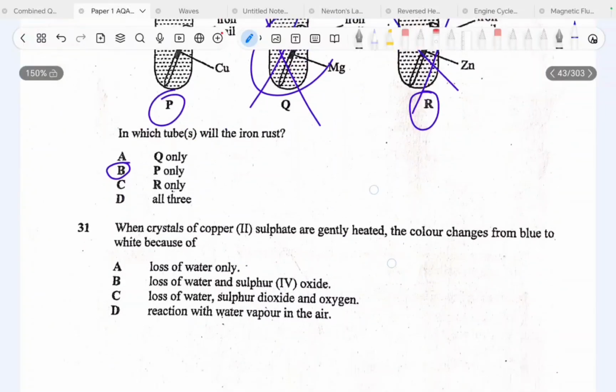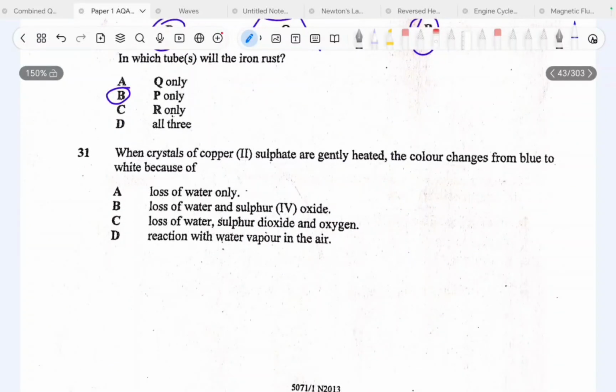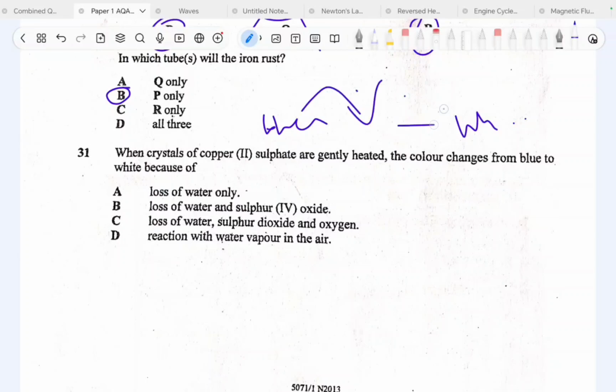That answer is P. When crystals of copper sulfate are gently heated and the color changes from blue to white, this is because you are removing water from the complex. Hydrated copper sulfate is blue, but anhydrous copper sulfate crystals are white. So that means when you heat it, you remove the water, and it goes from hydrated copper 2 sulfate to just copper 2 sulfate. So that means we lose water because you're heating it.